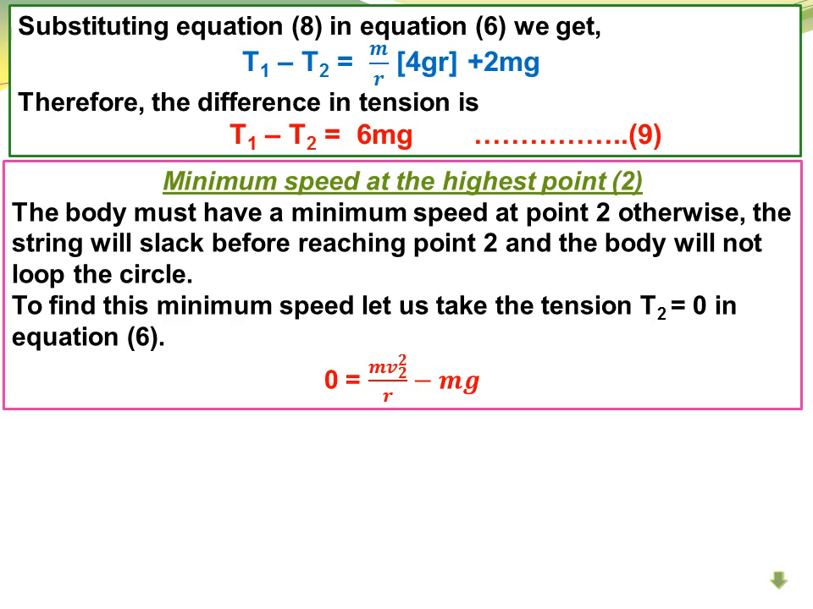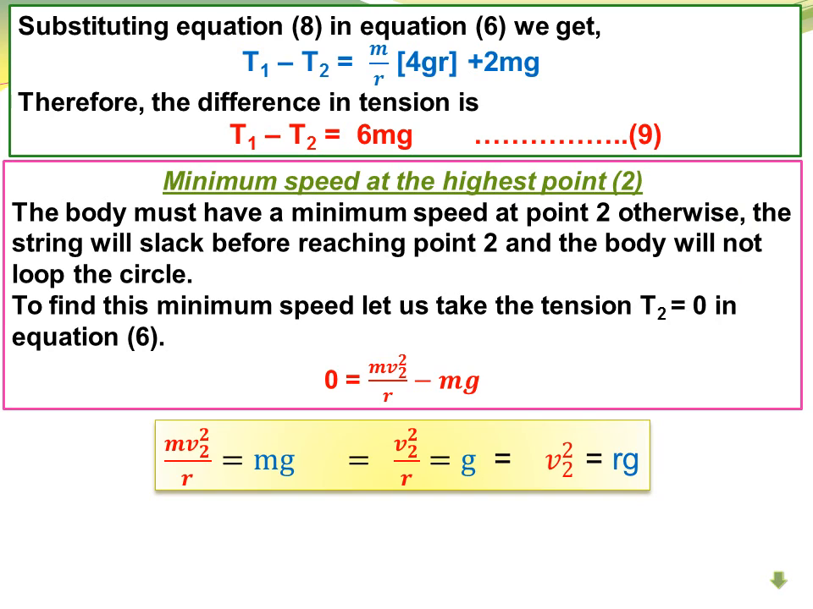Minimum speed at the highest point 2. The body must have a minimum speed at point 2, otherwise the string will slacken before reaching point 2 and the body will not loop the circle. To find the minimum speed, let us take the tension T2 equal to 0 in equation number 6. That means equation 6 is T2 equal to m v2 squared divided by r minus mg. So 0 is equal to m v2 squared divided by r minus mg.